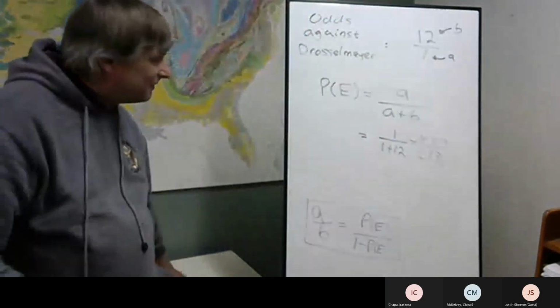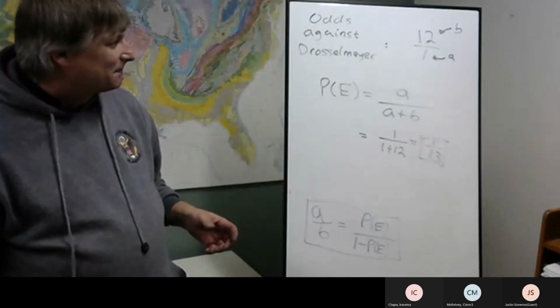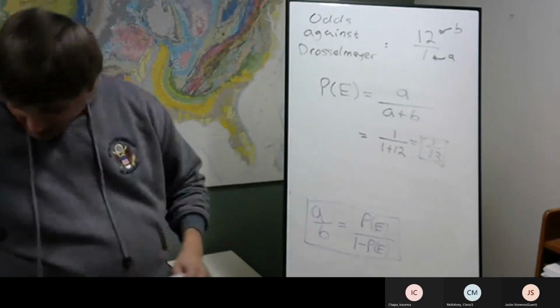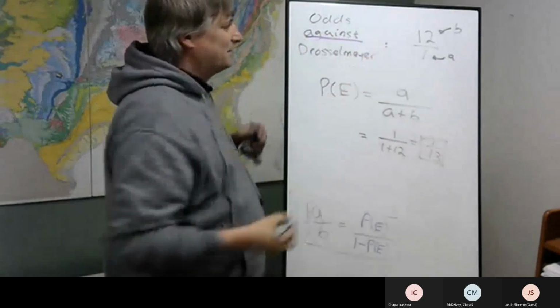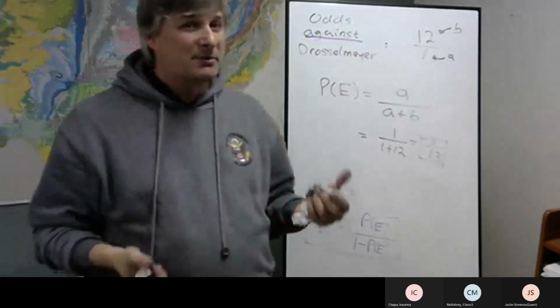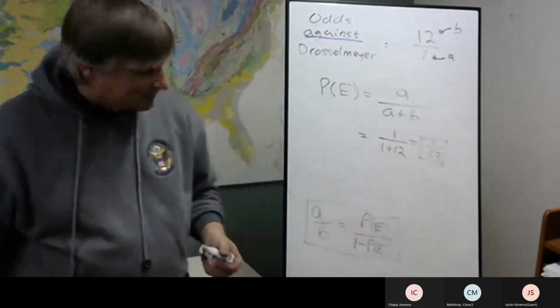So any questions about that? And just to emphasize this, these are the odds against. So your B is going to be on top, your A is going to be on bottom.